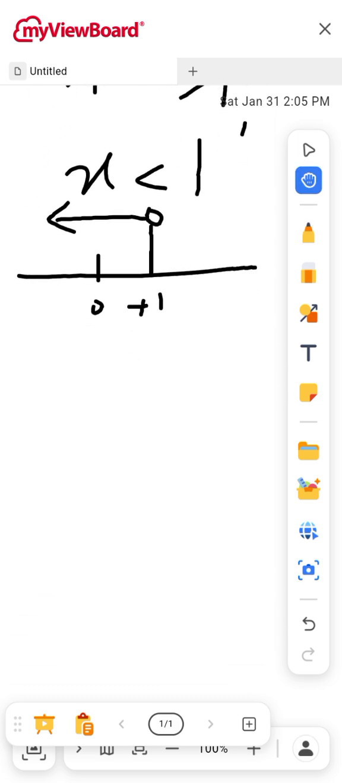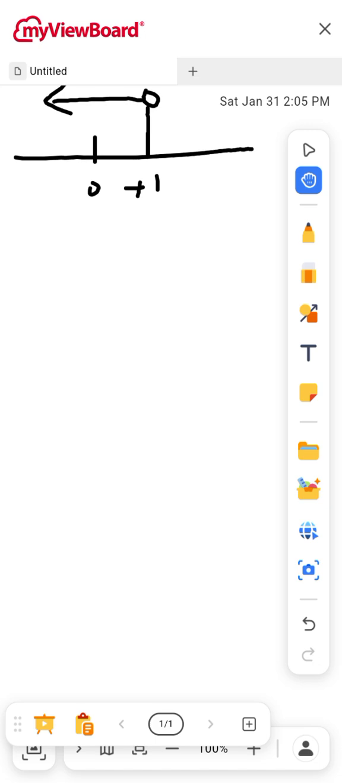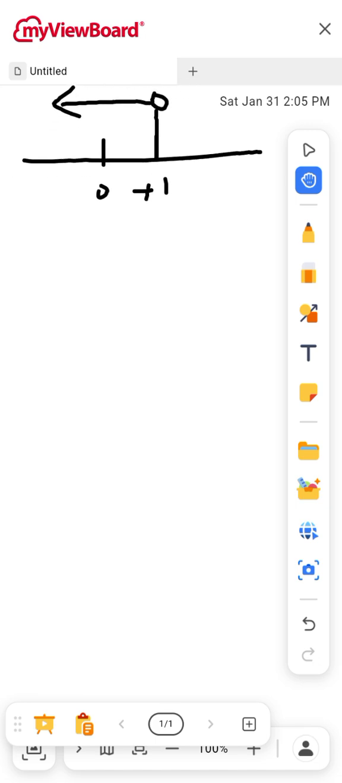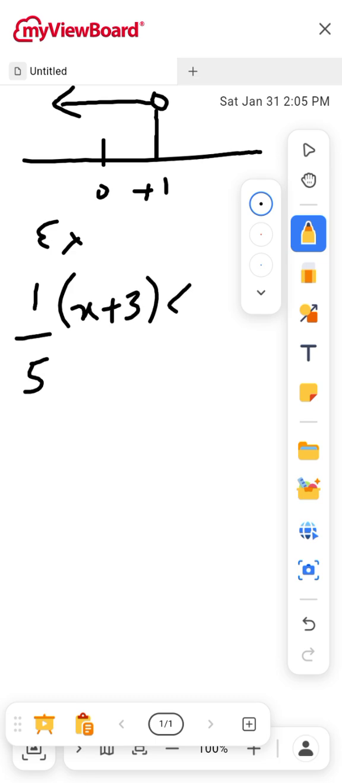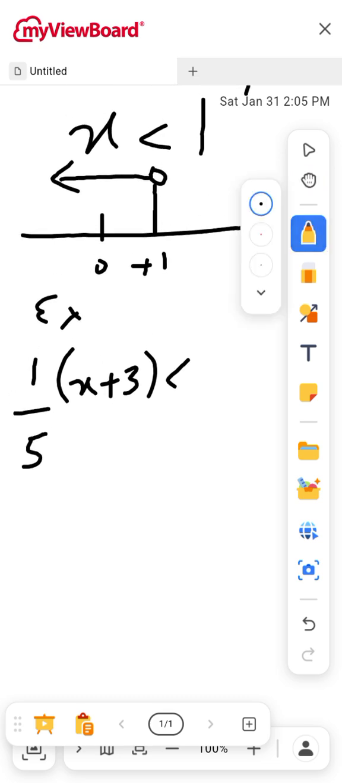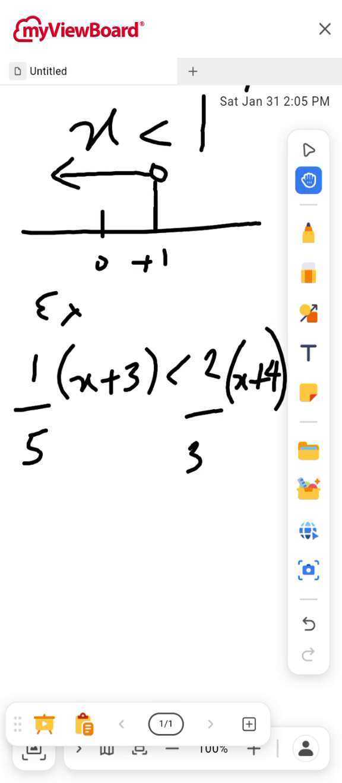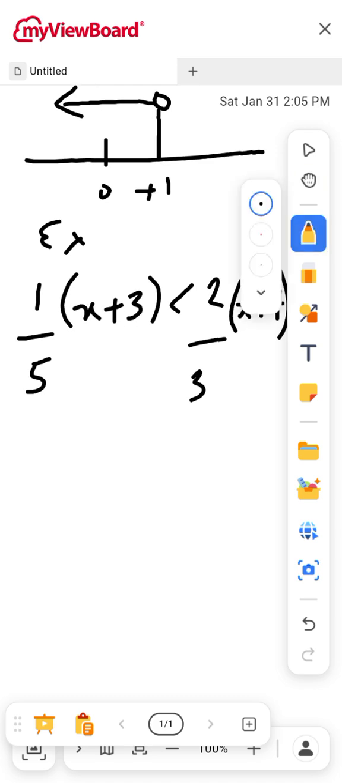Okay, having understood this, let's see one more example before we call it a day. Sometimes the fraction could be more complex than what we see. Let's say you have something less than 2 over 3 into bracket x plus 4. Let's say we have that. How do you go about it? Find the LCM. The LCM is 15. Use the LCM to multiply both sides of the inequality.